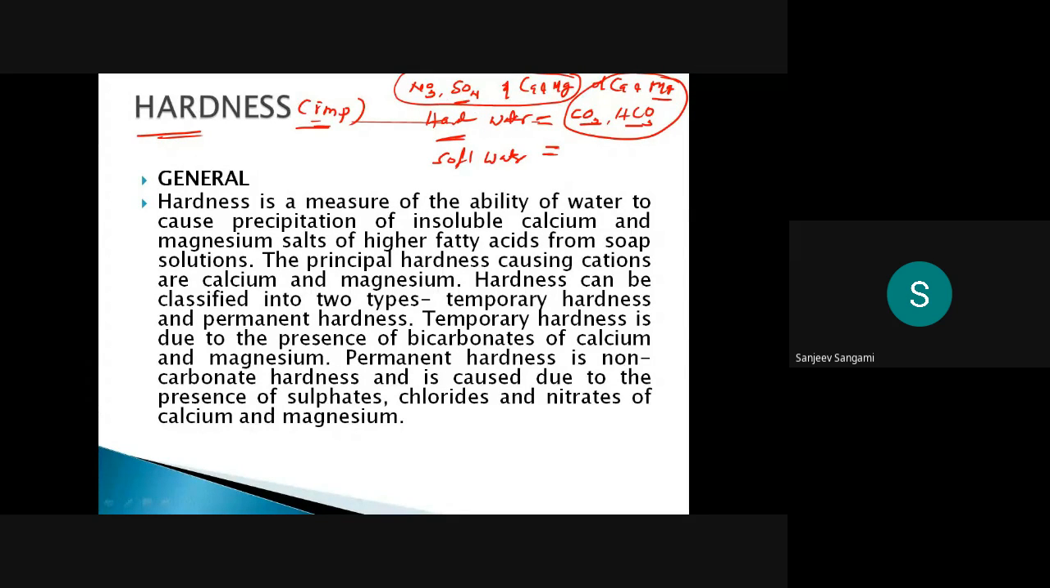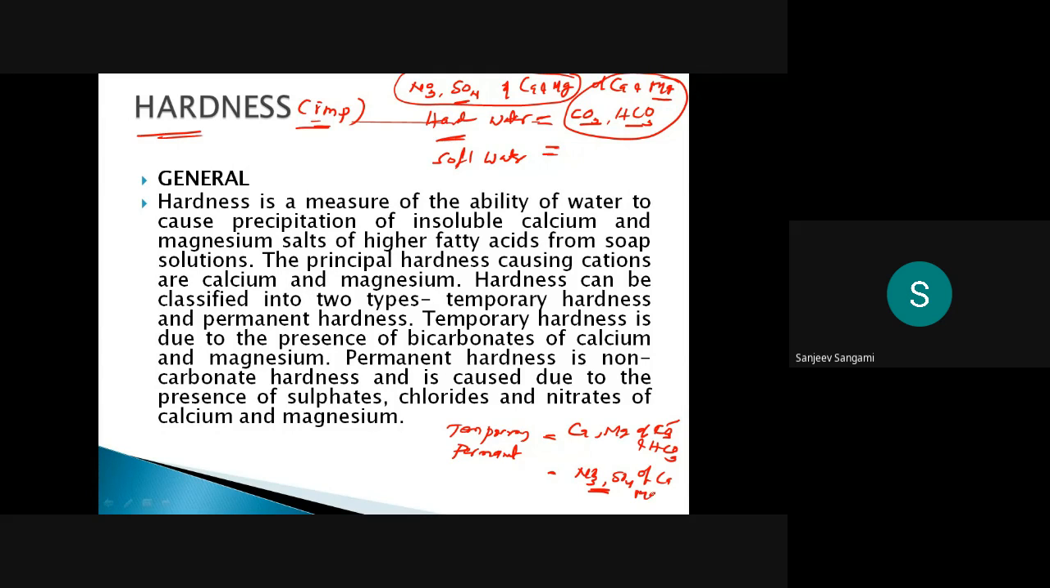So then there are two types of hardness. One is temporary hardness and one more is permanent hardness. Temporary hardness is due to the Ca and Mg of CO3 and HCO3. That is, CO3 represents carbonates, HCO3 represents bicarbonates. Okay, and permanent hardness is due to nitrates, that is NO3, and sulfates, of Ca and Mg.